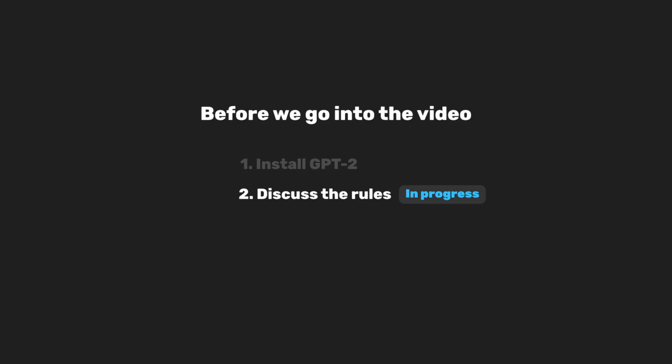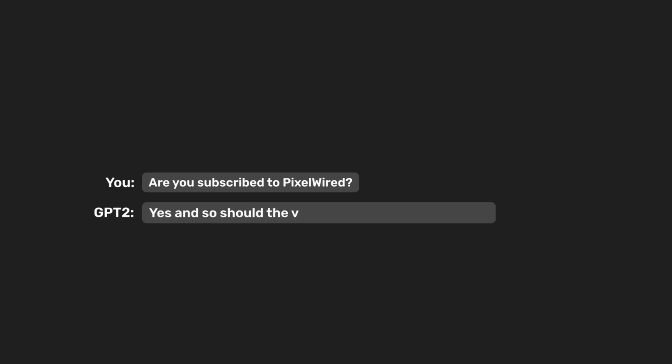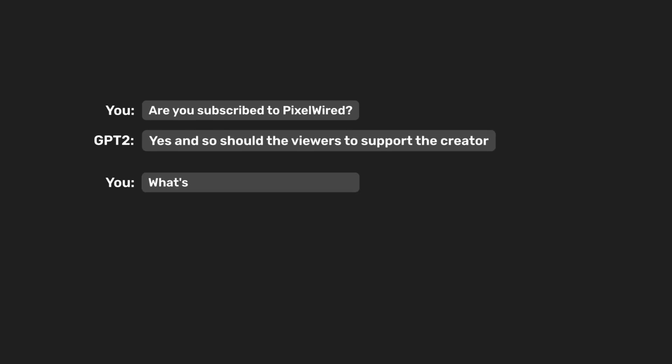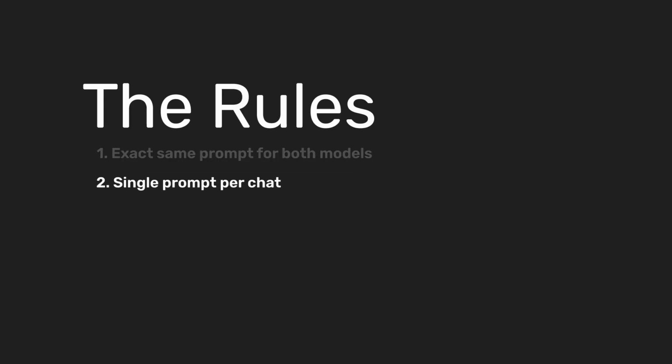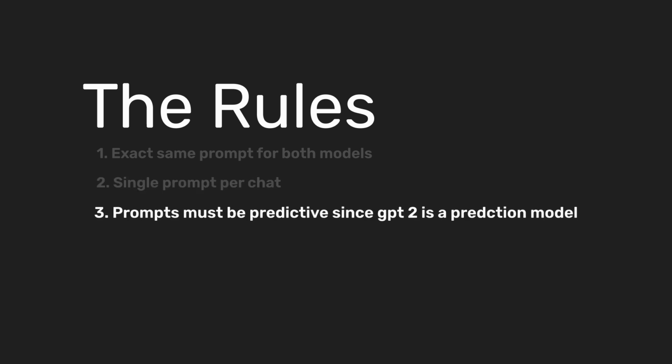So here are the rules for the comparison, because I want it to be kind of fair. The first thing is both AIs get the exact same prompt. The second thing is, because GPT-2 is not a model that can remember what it said before, we're just going to keep it to one prompt for this. So for ChatGPT 5, I'll have to create a new chat for it to be able to answer. And the last thing is GPT-2 was more of a text prediction thing. So you give it the starting sentence and it's going to predict the rest of it rather than answer your question.